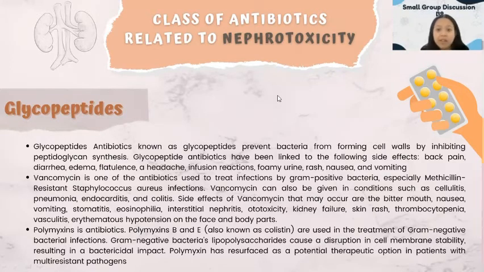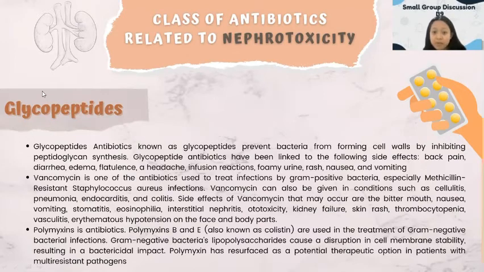Glycopeptide antibiotics have been linked to the following side effects: back pain, diarrhea, edema, flatulence, headache, infusion reaction, vomiting, urine discoloration, nausea, and vomiting. And vancomycin is one of the antibiotics used to treat infections by gram-positive bacteria, especially methicillin-resistant Staphylococcus aureus infections. Vancomycin can also be given in conditions such as cellulitis, pneumonia, endocarditis, and colitis.